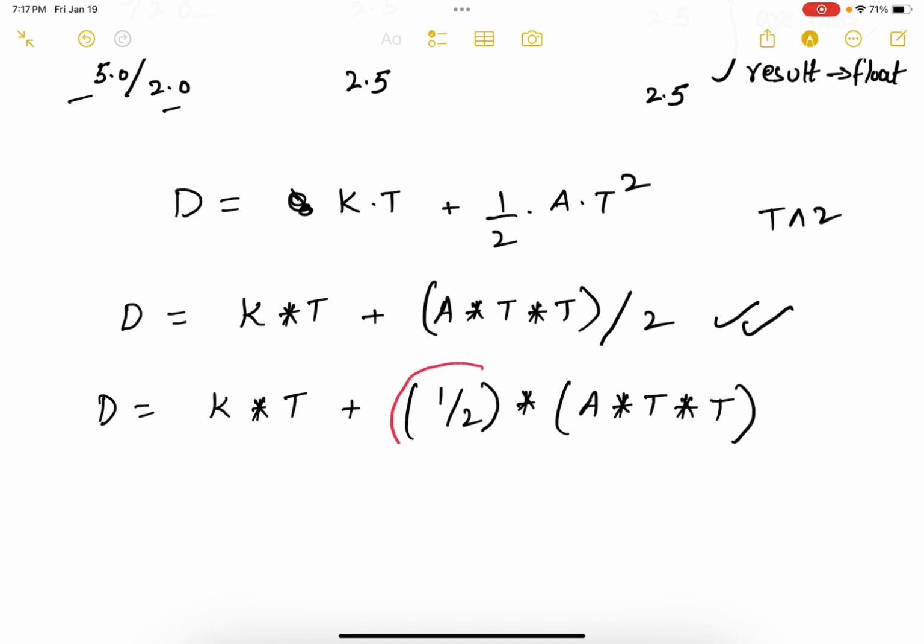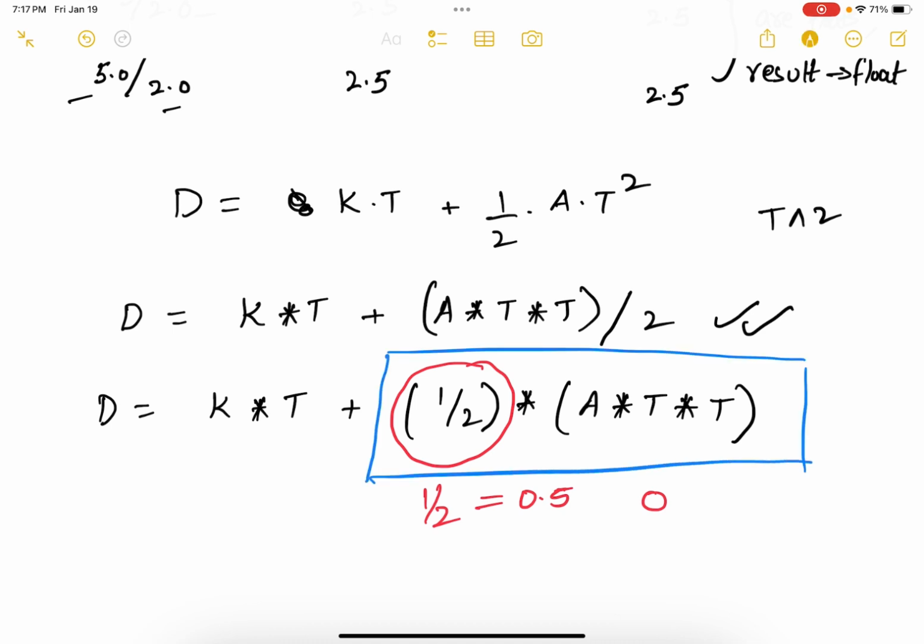Observe this more closely. So 1 over 2, in regular math it will be 0.5, but in C math it's going to be a 0. This whole term is going to vanish. And you do the computation of D equals K times T. You forget the second half of the equation. That is why I said you need to be really careful with division.